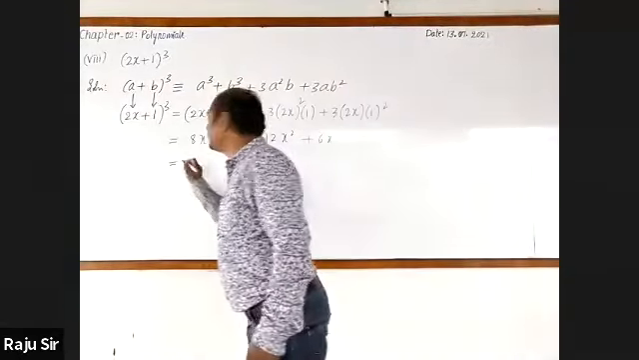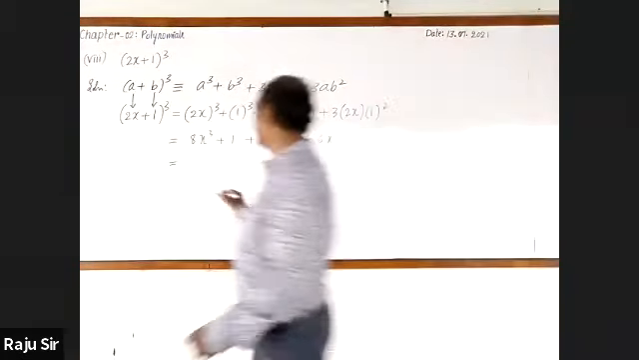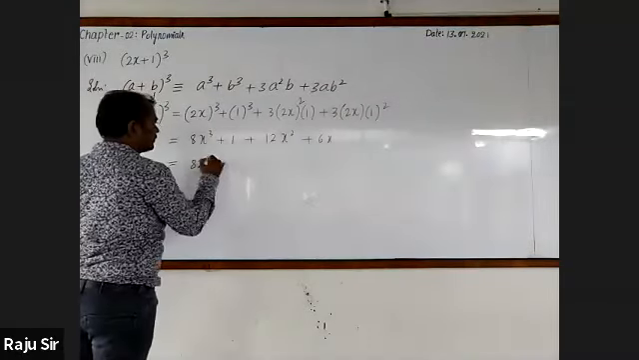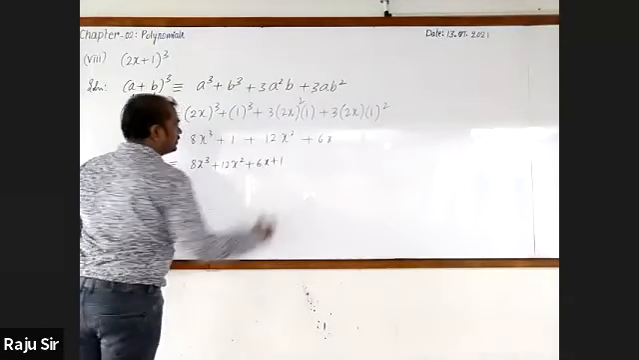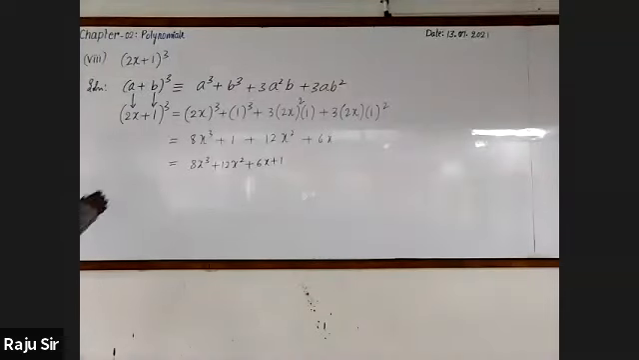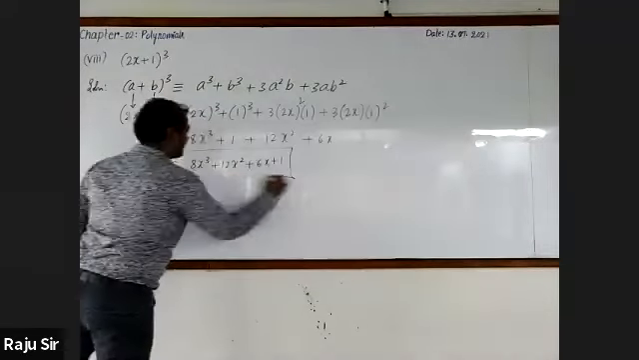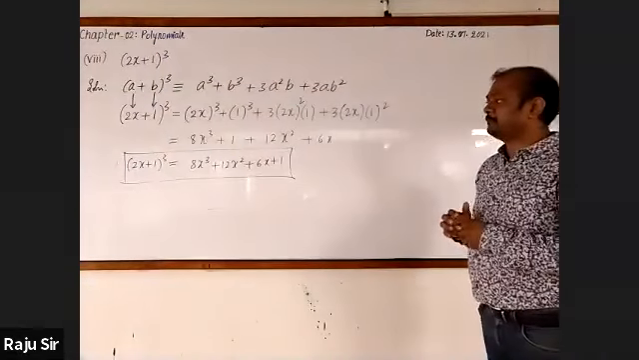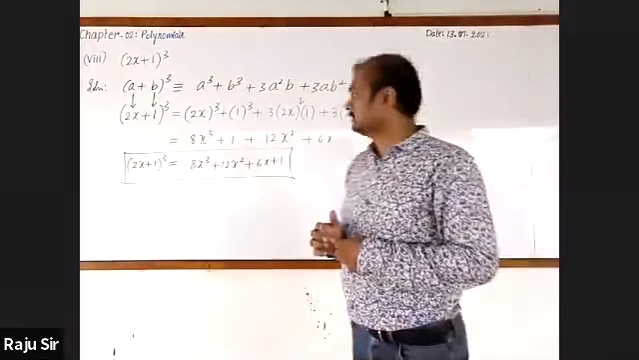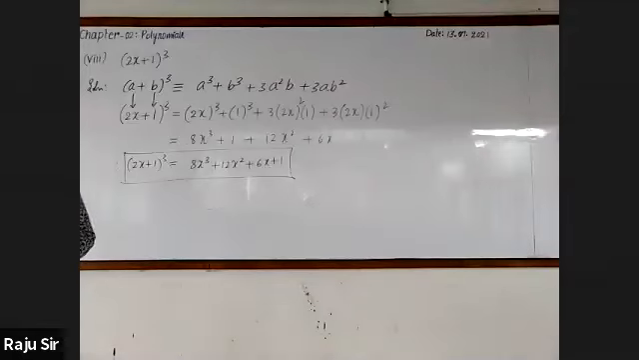Ekta, tell this in standard form. 8x cube plus 12x square. Very good. Plus 6x, plus 1. Yes. Copy the same: 2x plus 1 whole cube is equal to 8x cube plus 12x square plus 6x plus 1. I'll take next one.